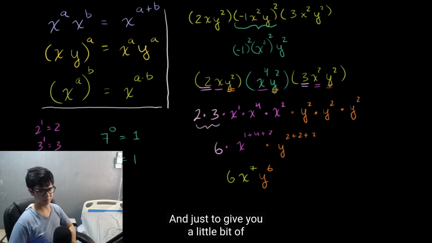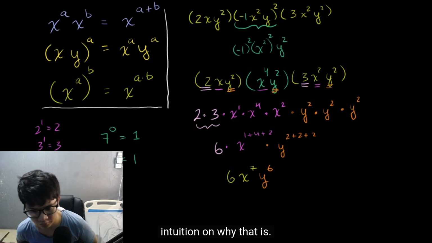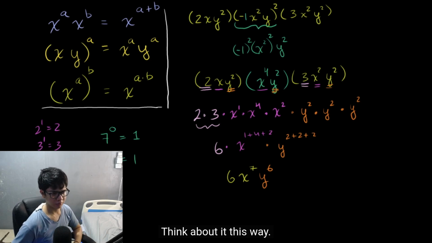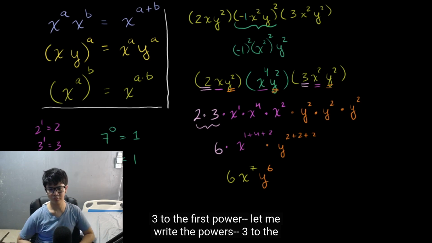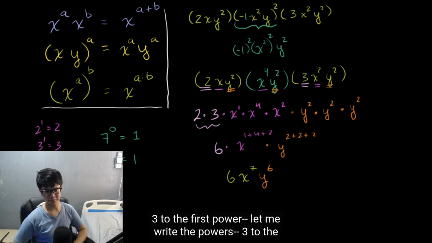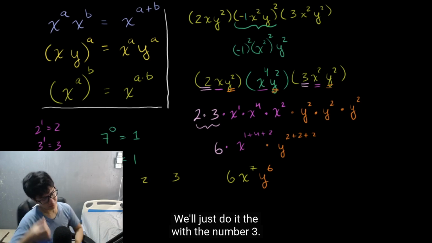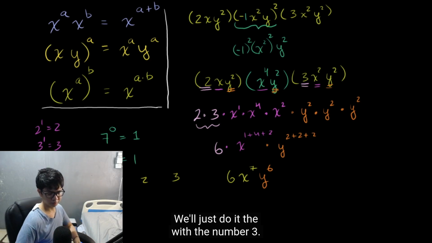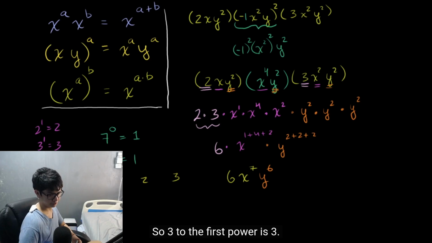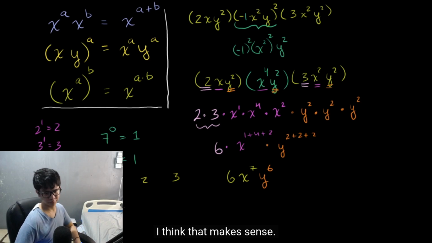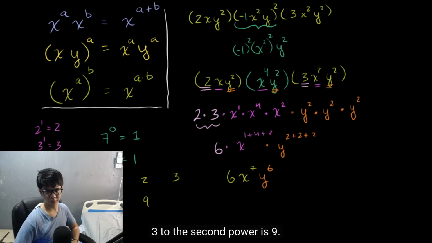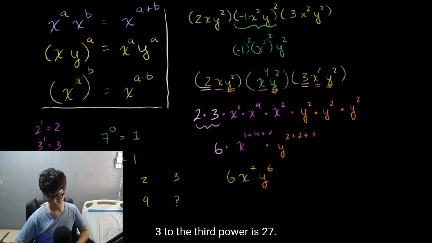And just to give you a little bit of an intuition on why that is, think about it this way. 3 to the first power, so let me write the powers. 3 to the first, second, third, we'll just do it with the number 3. So 3 to the first power is 3, I think that makes sense. 3 to the second power is 9. 3 to the third power is 27.